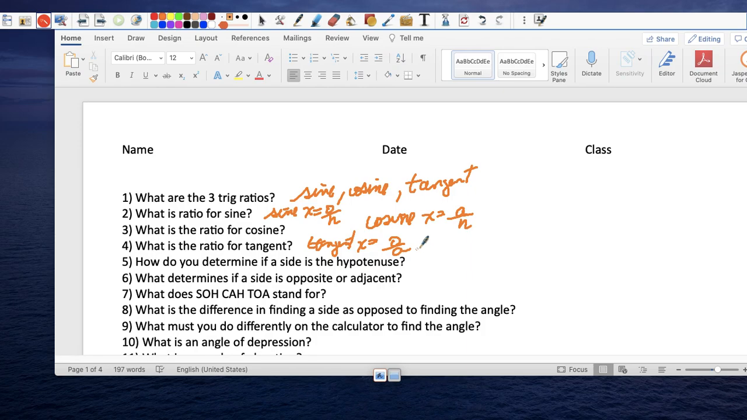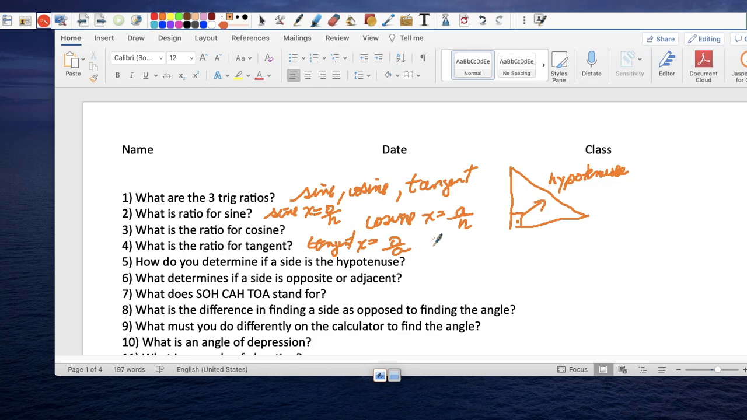How do you determine if the side is a hypotenuse? Well, on a 90-degree triangle, right? So locate your 90-degree angle, and the side that's opposite, or the longest side, I should say, opposite the 90-degree angle is your hypotenuse, and that's how you locate your hypotenuse always. Right? Hypotenuse.